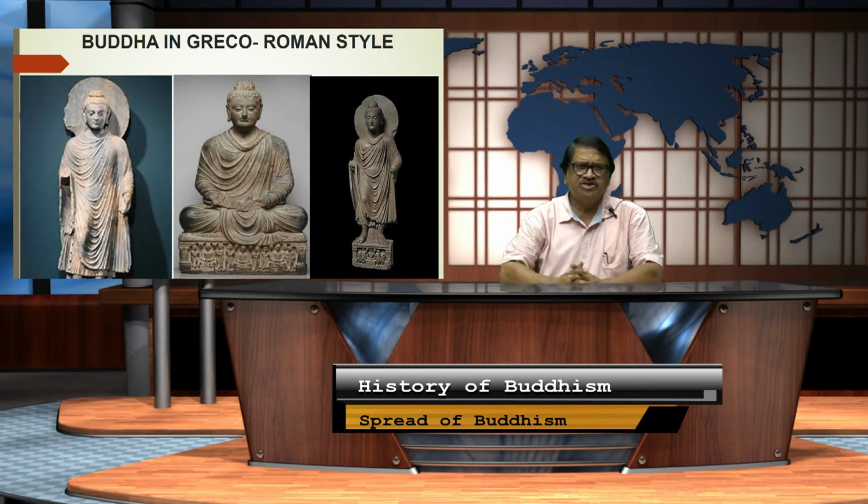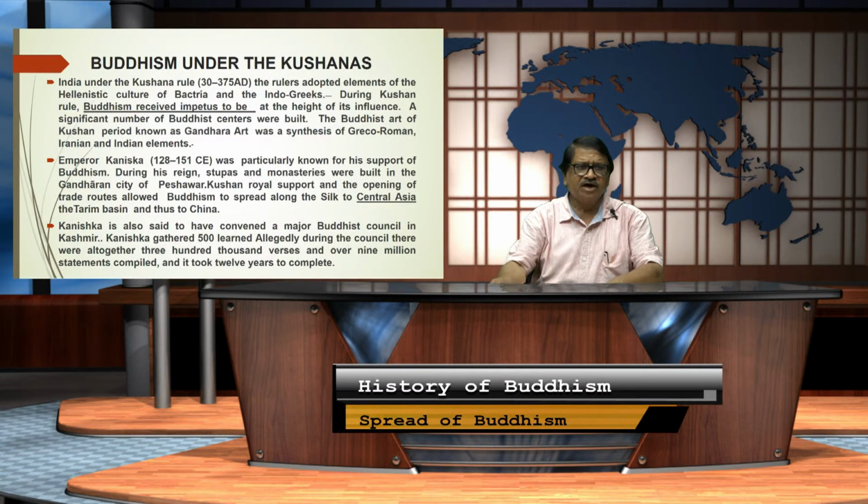In my last deliberation, I was talking to you about how Buddha for the first time was represented in anthropomorphic form as a human being, in the Greco-Roman style, as you can see in the images here. And then we find what happened to the religion, Buddhism, under the Kushanas.